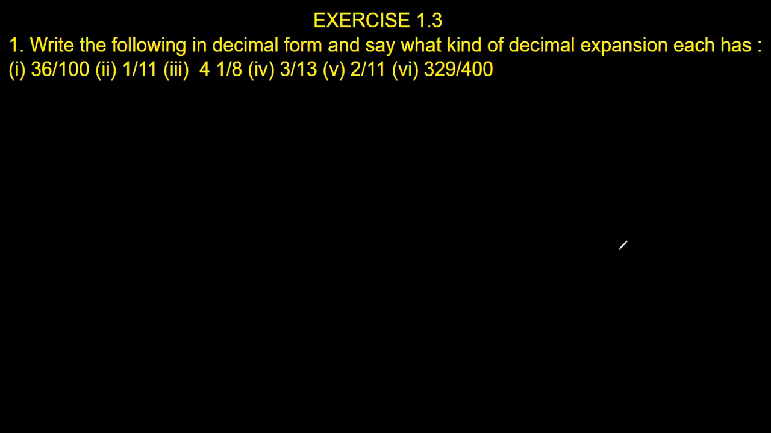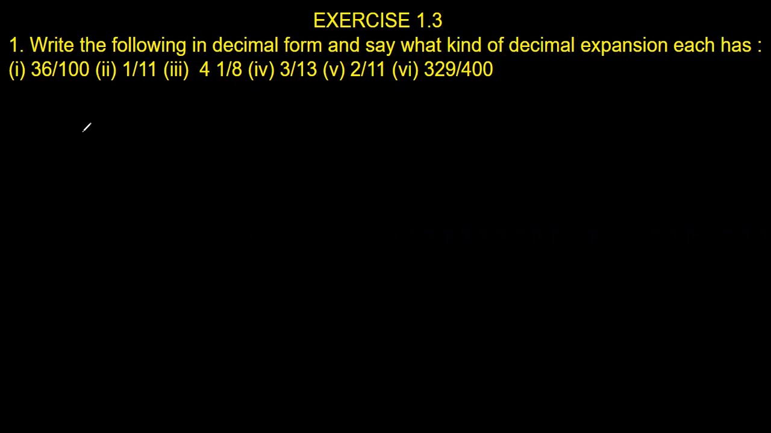Write the following in decimal form and say what kind of decimal expansion each has. 36 by 100. Well, 36 by 100, we have learned division by a number followed by zeros, like division by 10, 100, 1000, and so on.